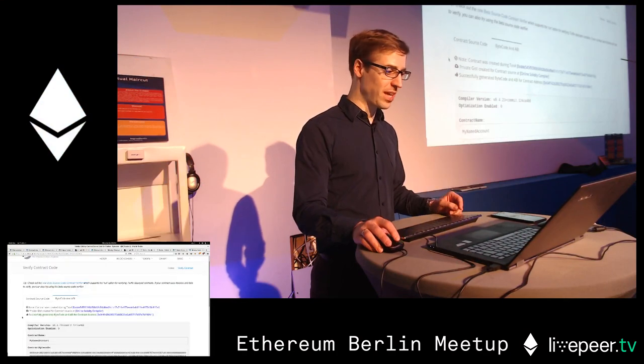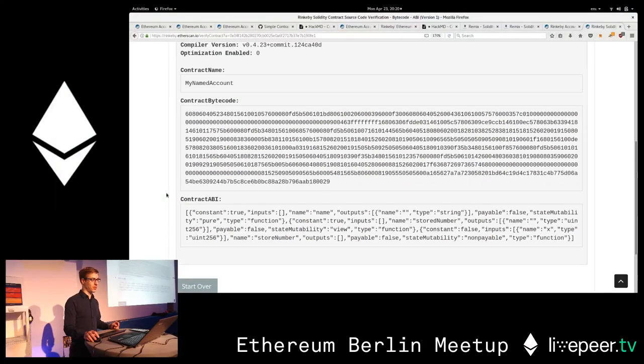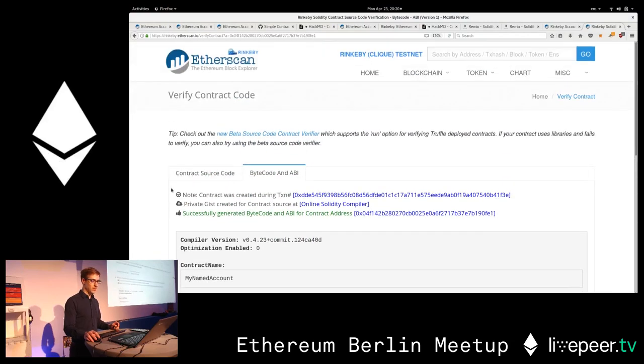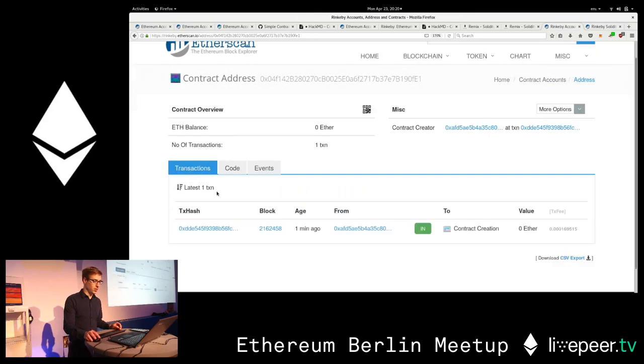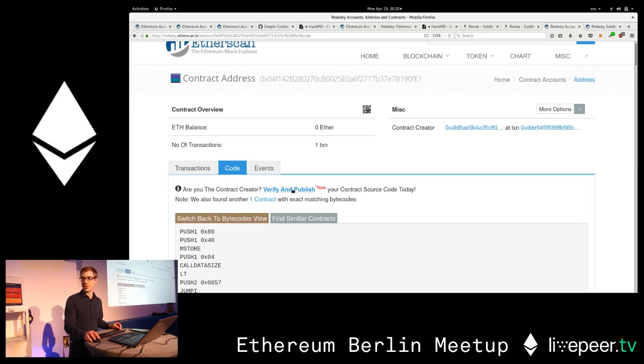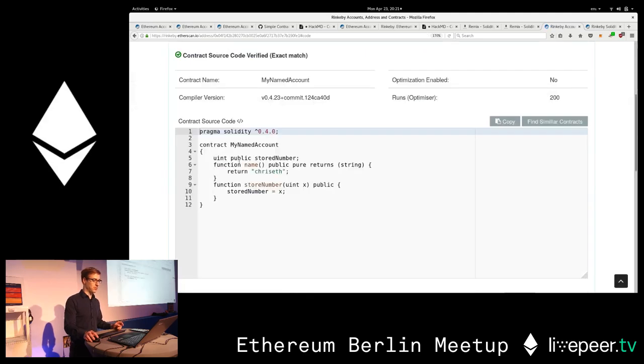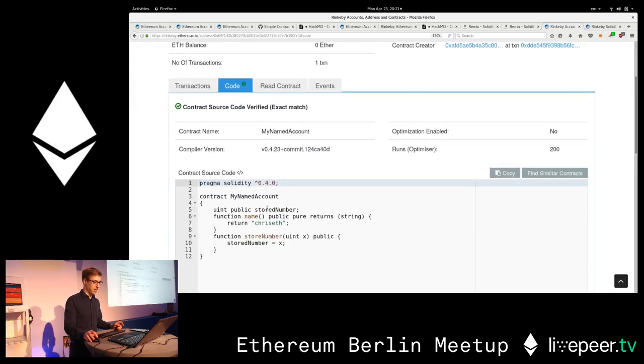Okay, now it worked. So now this is a confirmation page. And when we go back, I just retried, I don't know. You click on the code tab, and then this link is here. So now if I reload this website, it should show me the source code. So let's see. Yeah, so when I click on code now, we have the actual source code here. It is verified, exact match, everything is fine.